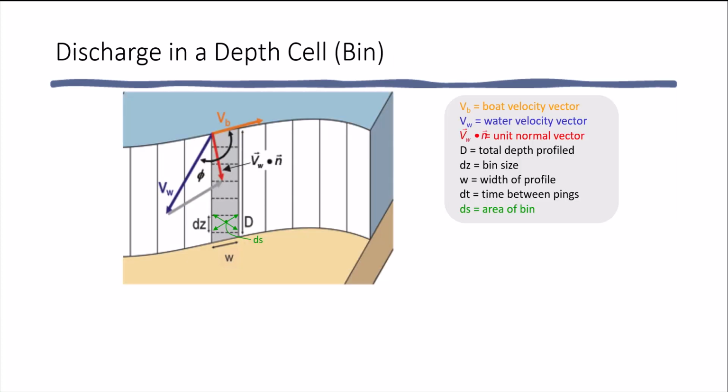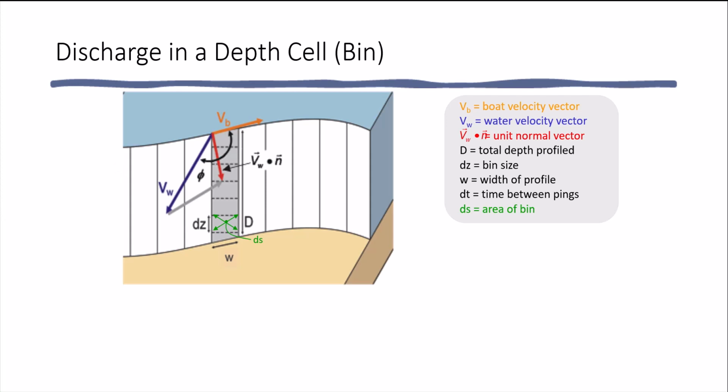Let's begin by learning how the discharge is computed for a single depth cell, or bin. The figure represents a small portion of a cross-section. The vertical lines separate the different ensembles, and the horizontal dashed lines delineate the depth cells in one of the ensembles. The dark blue vector represents the direction and speed of the water. The orange vector represents the speed and direction of the boat. The red vector is the component of the water velocity that is perpendicular to the boat vector.